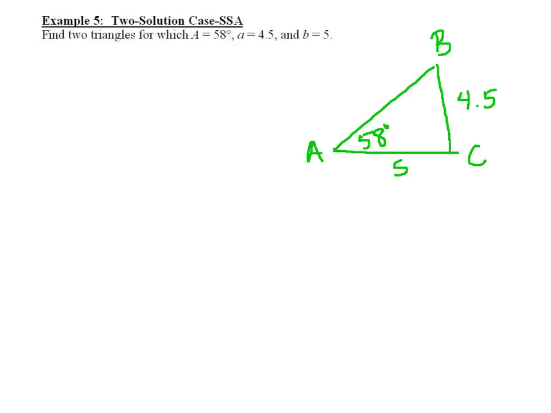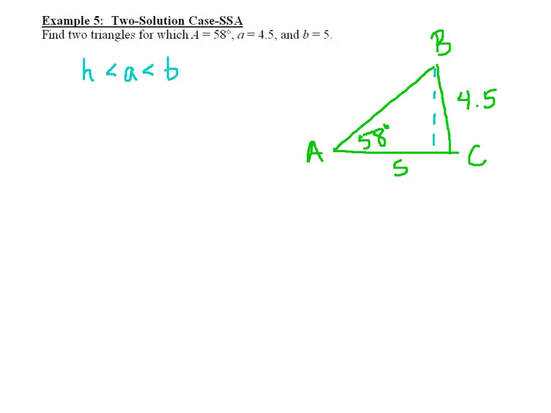Okay, for example 5, this is where you're going to have your two solutions case. And you really don't know you're going to have two solutions except for the fact that we're going to know that your A value, the length of A, is between the length of your B and the length of your height. And your height is going to end up being this length right here.